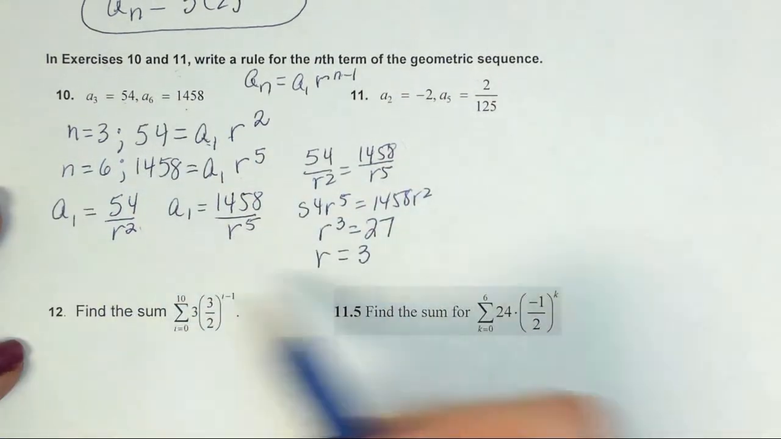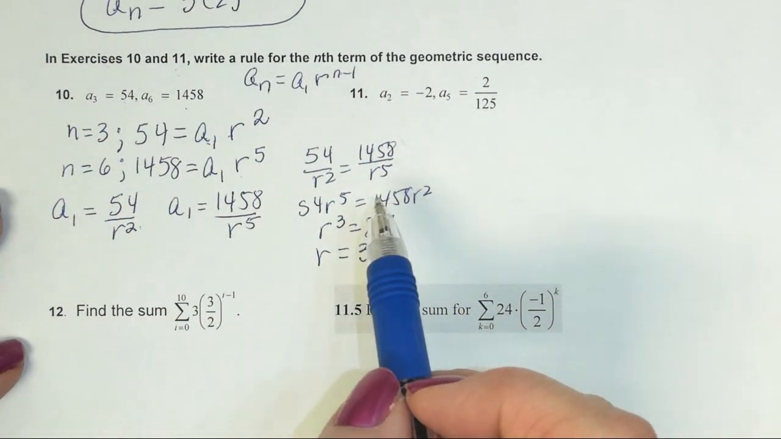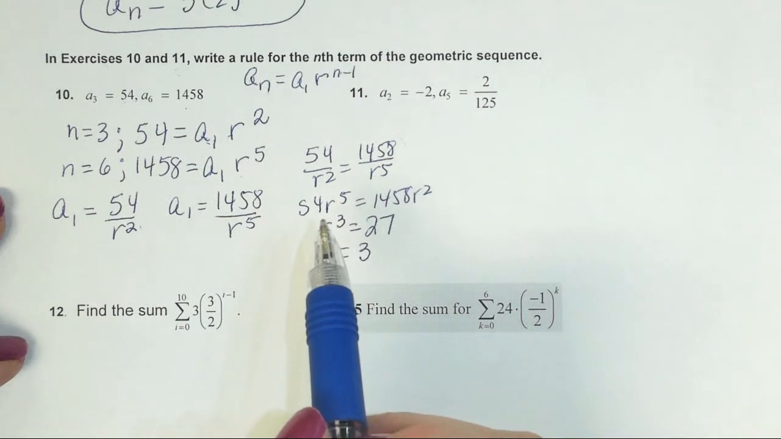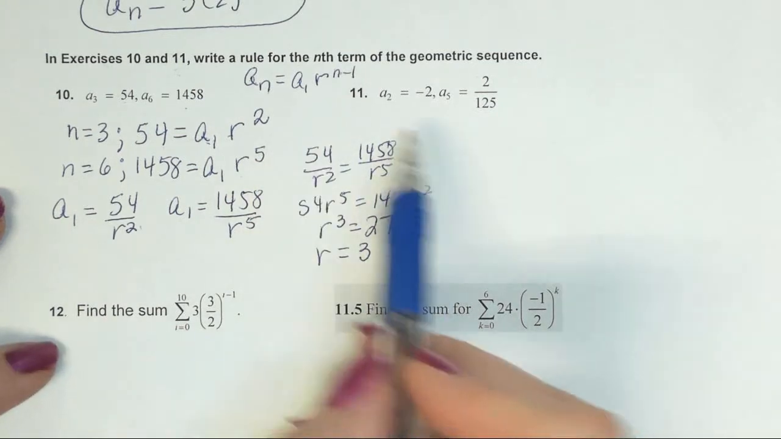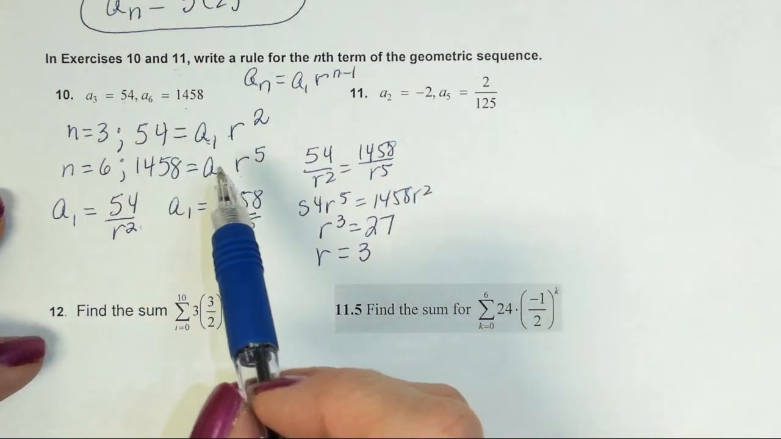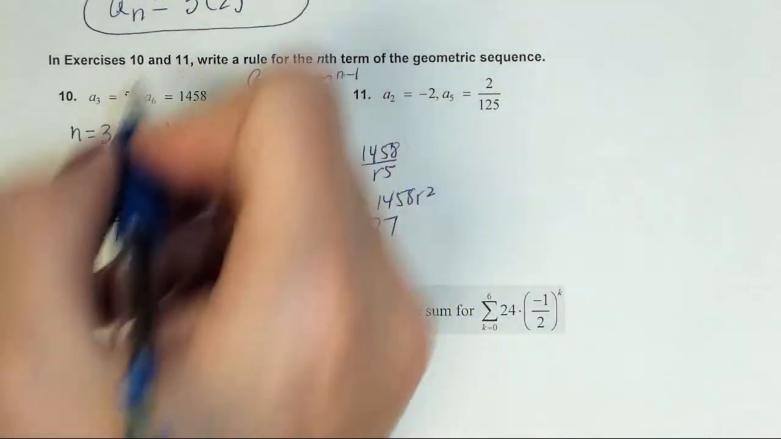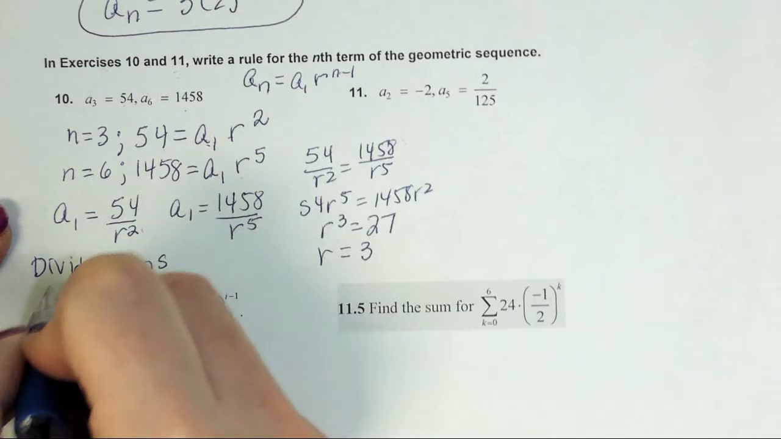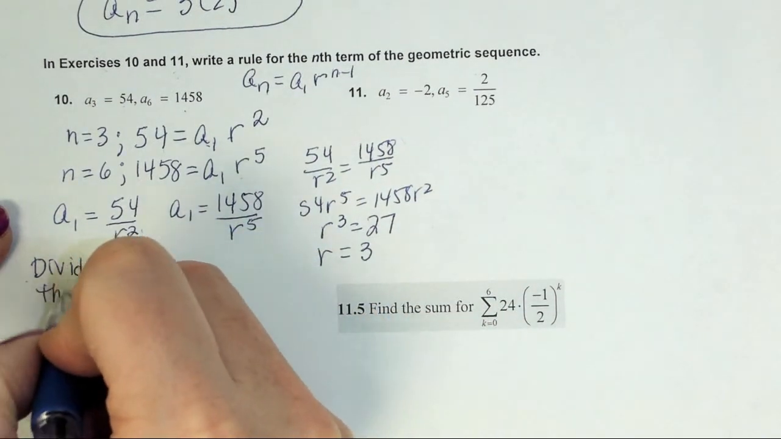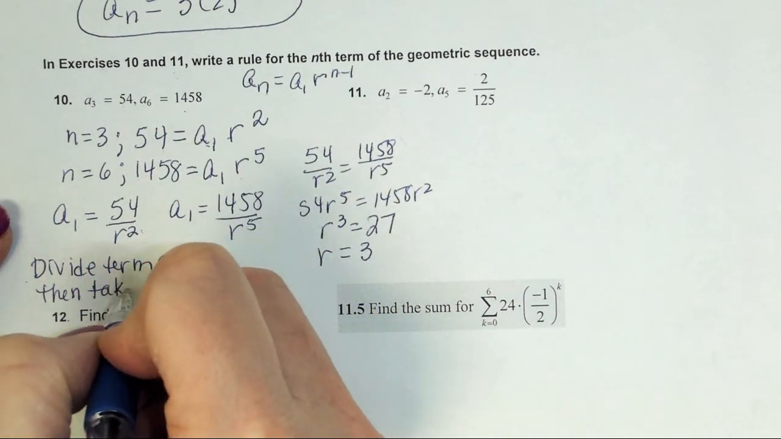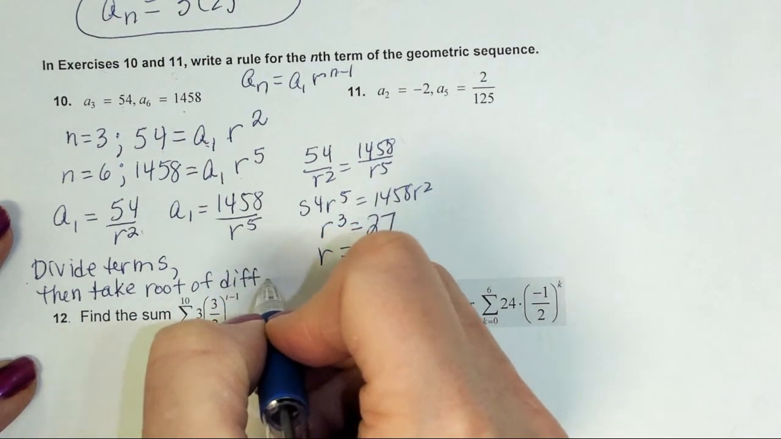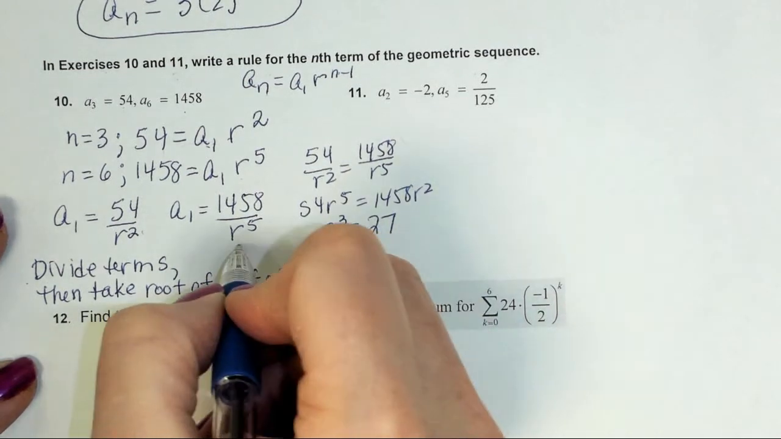Now, that's a really nice algebraic way of doing it. Can anyone think of a faster way? Go ahead. Divide 1458 by 54. Yes, that's always going to work. This is an algebraic reason as to why that works. So what he's saying is we divide the terms and then take the root of the difference of n's, I guess we could say.